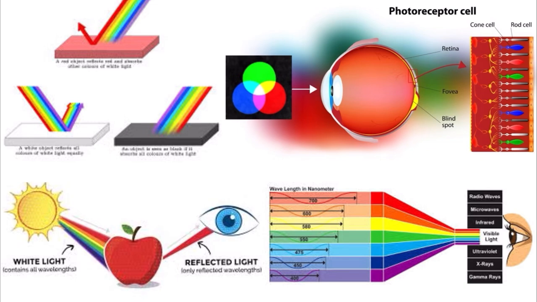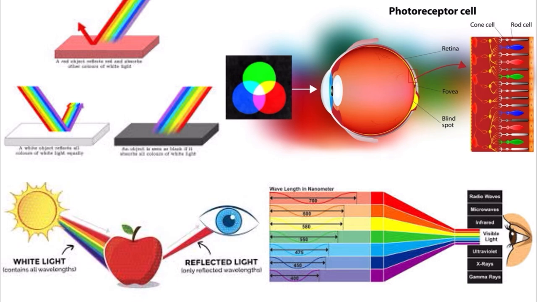We perceive color based on which wavelengths are reflected or absorbed by an object. These reflected wavelengths stimulate the cone cells in our eyes and the brain interprets their signal to create the sensation of color.